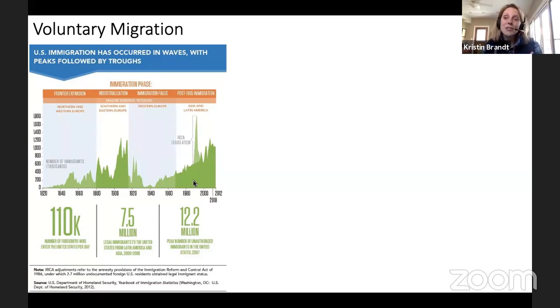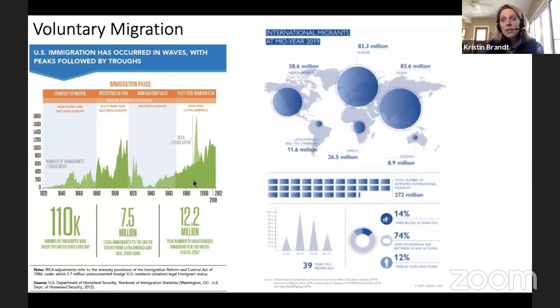But it's not just the United States that are dealing with voluntary migration. And I shouldn't have said that refugees, sorry, that's wrong on my part. Mrs. Brandt, that's a forced migration. But we're also taking a look at, like, Europe has had a huge influx of, I would say, forced and voluntary migrants.